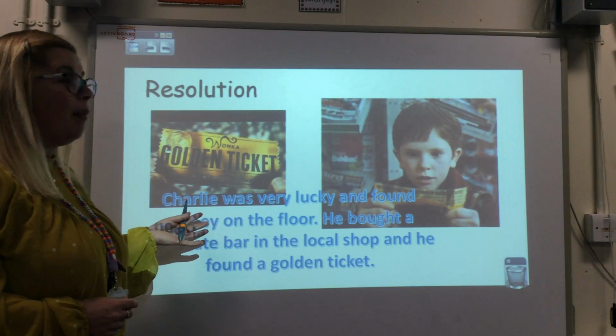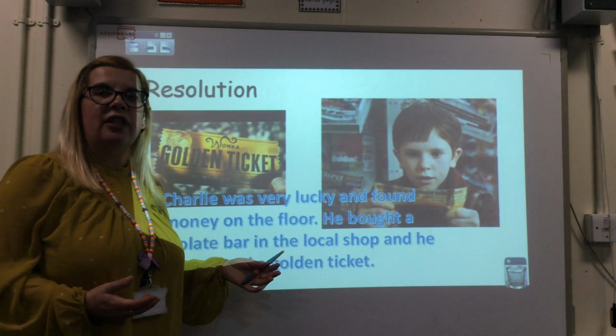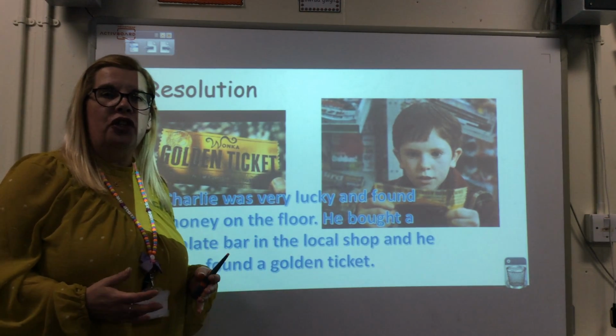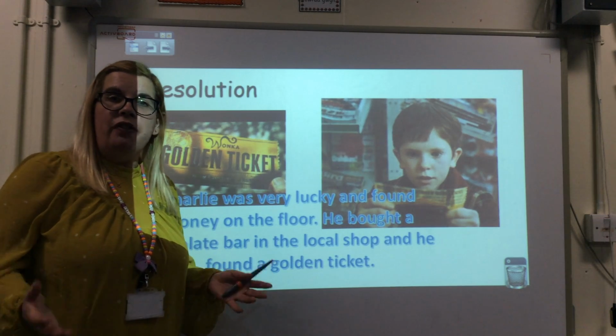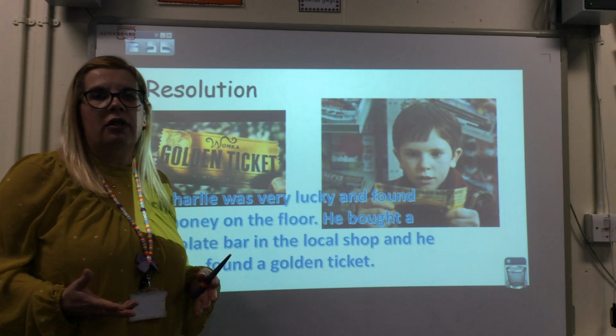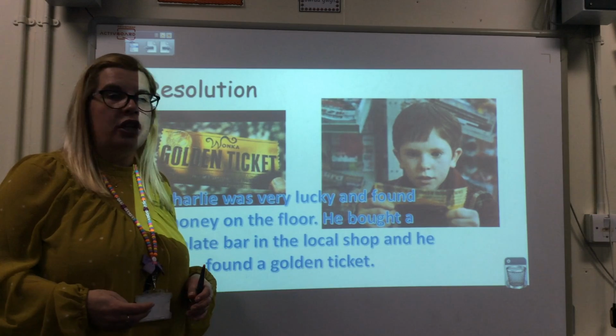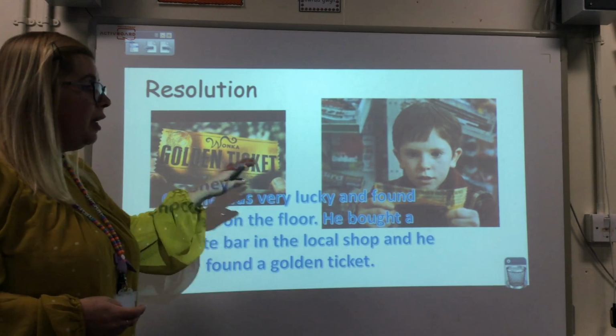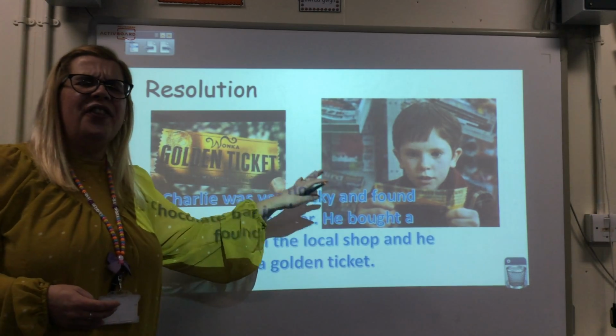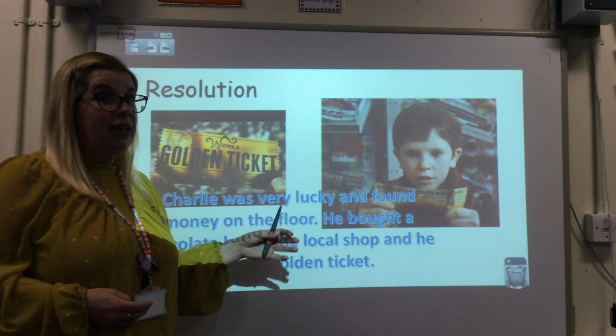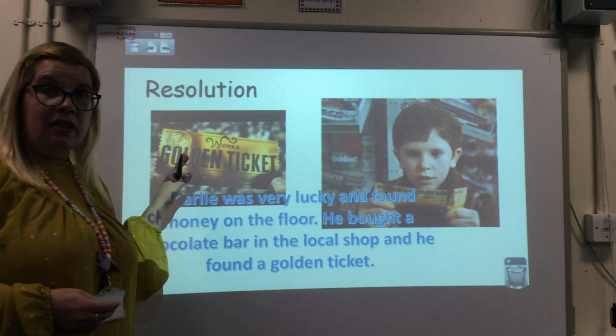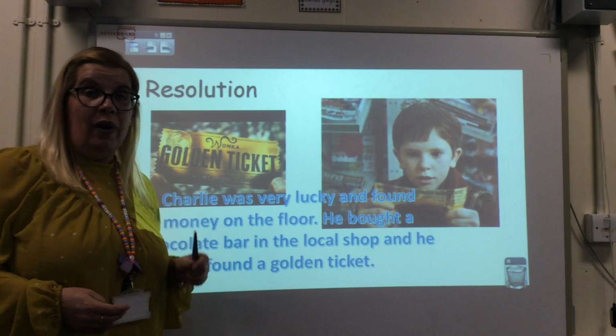His resolution, what happened with Charlie, was extremely lucky, wasn't he? Charlie found some money on the street. He asked around if it was somebody's and nobody said it was. So he decided to go into the local shop and he bought a chocolate bar. He bought a Wonka bar, and really lucky for him, he found the last golden ticket after the other 4 had gone.